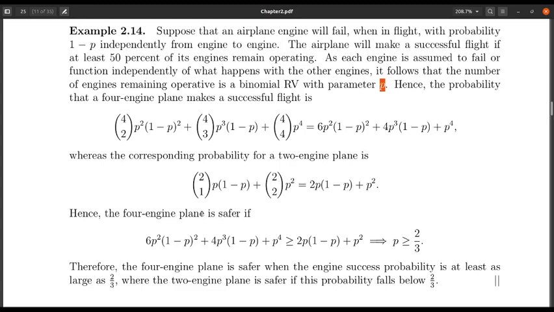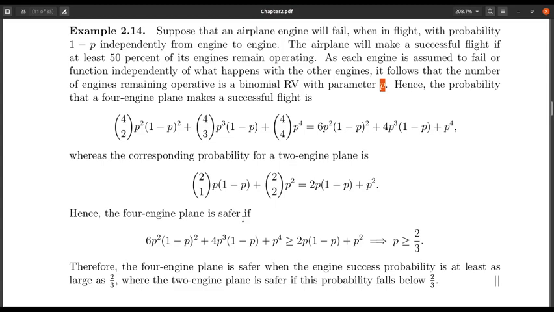Now, a four engine plane is safer if its success probability is more than the two engine plane's success probability, and this holds if p is greater than or equal to 2 by 3. So what does this mean? This means if the success probability of each engine is more than 2 by 3, then a four engine plane is safer, otherwise a two engine plane is safer.